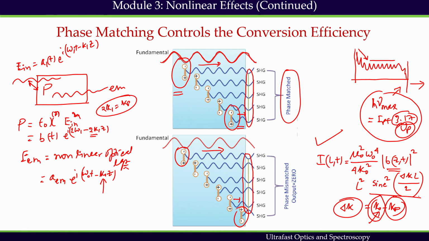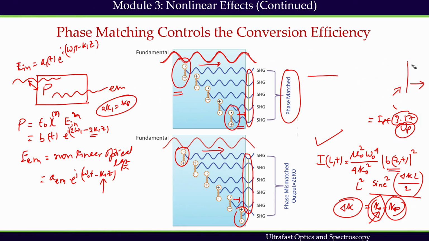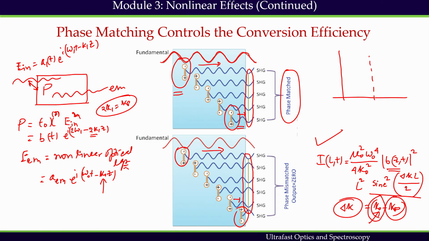This equation shows that harmonic intensity varies as the cardinal sine function squared. This function will control the efficiency. And we know that if we plot this cardinal sine function, then we see that there is a sharp drop, which means that a little bit of phase mismatch will bring the efficiency down to 0. So this is at 0.